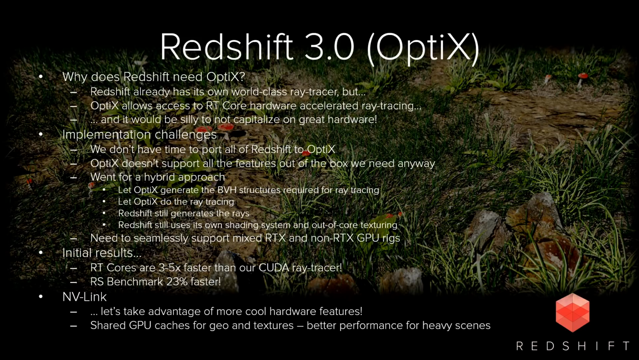So we're going to be using this to not double the memory necessarily, but maybe double our cache. And I'm talking about geo and texture cache in Redshift. So this, we suspect, is going to give better performance for those really heavy scenes that would ordinarily go really out of core. So we're excited about implementing that.